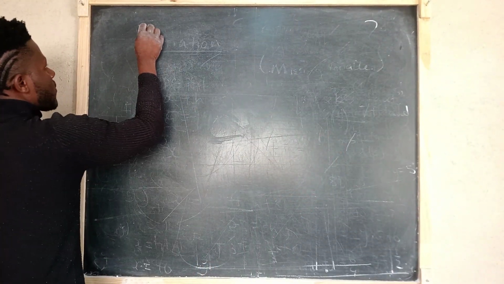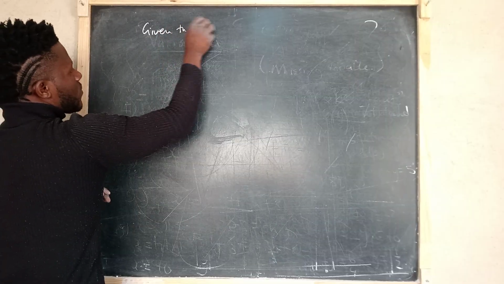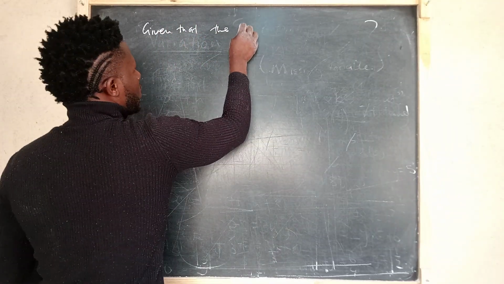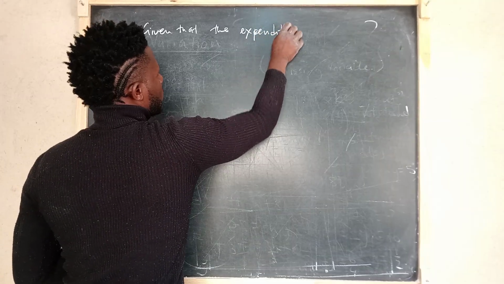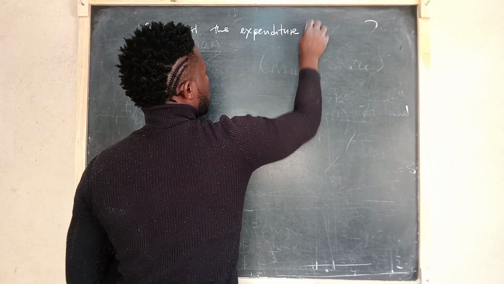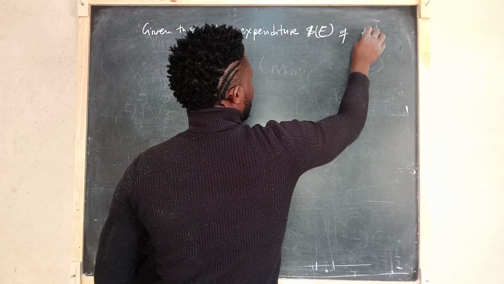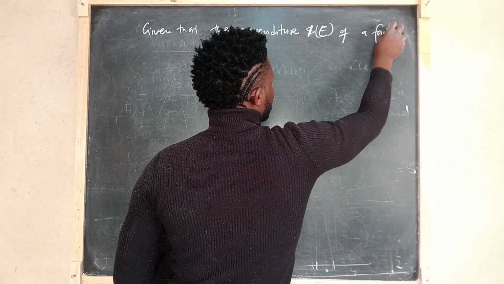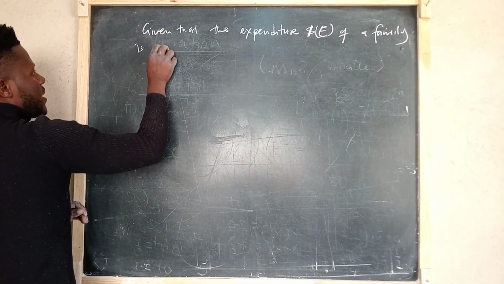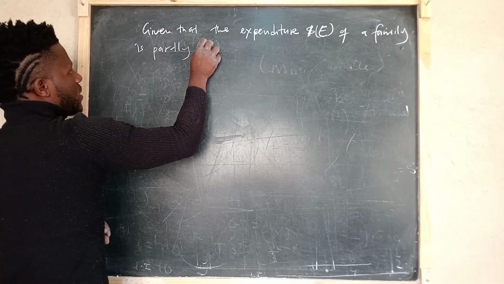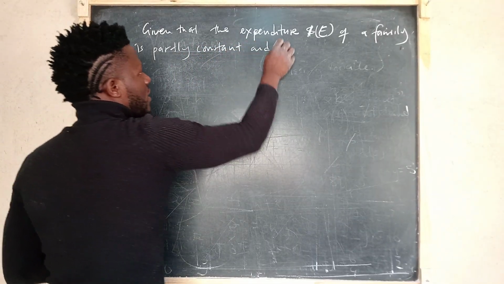And let's say the question is given that the expenditure $E of a family is partly constant and partly varies.